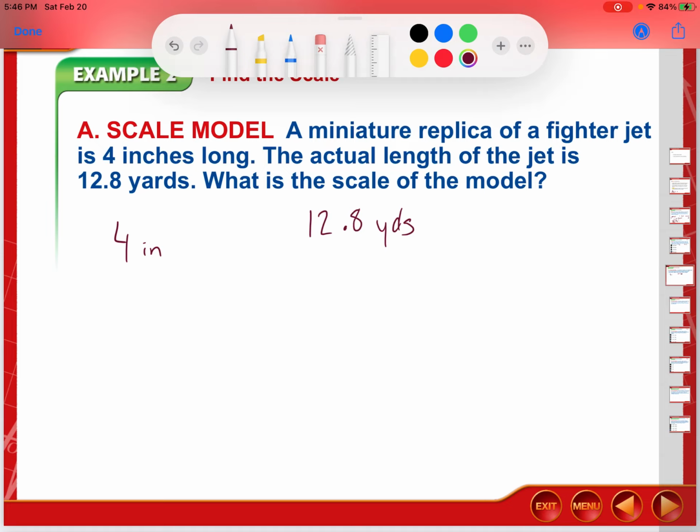So anytime we're trying to get the scale, what we want to do is divide by the same thing on each side. So I want to say 1 inch equals how many yards. So I'm going to divide by 4 on each side. 4 divided by 4 is 1. So 1 inch equals 12.8 divided by 4, which I believe is 3.2 yards. So 1 inch is 3.2 yards. That's our scale here. Now, that part's not wildly terrible.